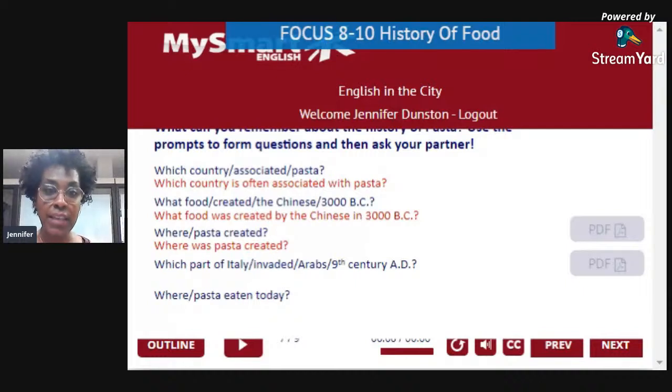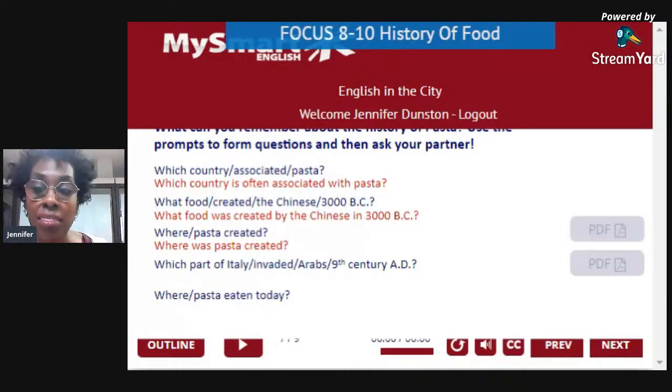Which part of Italy invaded Arabs 9th century AD? Can we form our passive question with these prompts? So let's put them in order, add our verb to be where we need to put it, and make our passive question. Let's take a look. Which part of Italy invaded Arabs 9th century AD. We know we need the verb to be somewhere, and we know we have our past participle. Which part of Italy was invaded by the Arabs?